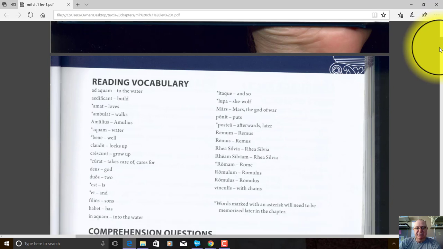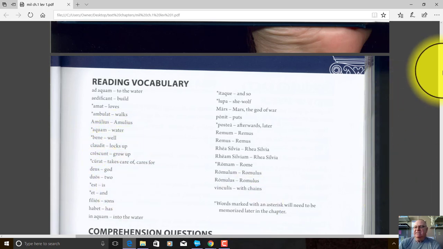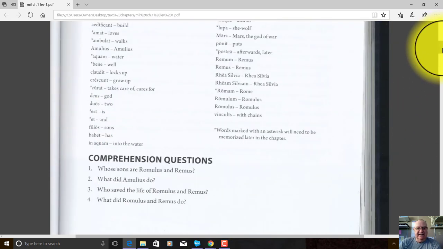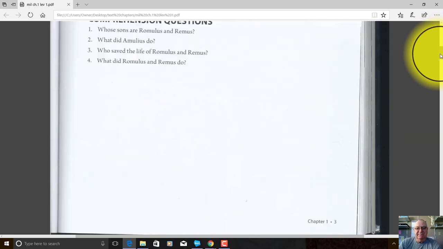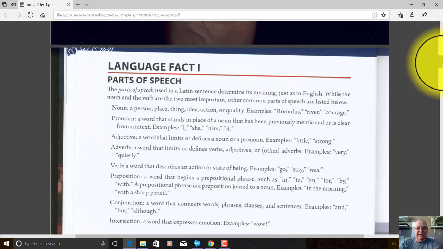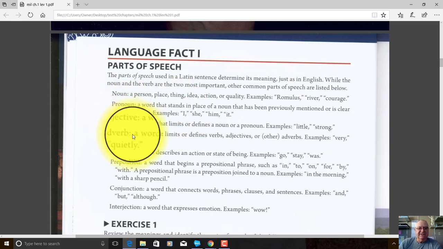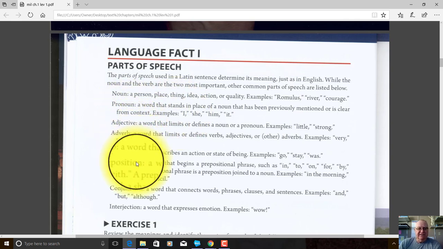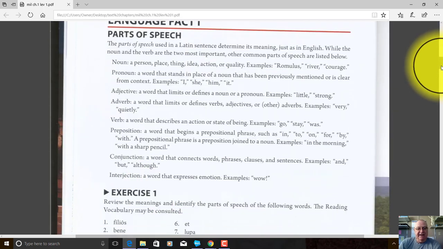I'm going to go to the next page. These are the vocabulary words that you have in your reading, and of course they're in the nominative case if they are a noun. Here are the comprehension questions which you did in an exercise. Whose sons are Romulus and Remus? All of you did very well on this, so I'm not even going to get into it. Here are the parts of speech: nouns, pronouns, adjectives, adverbs, verbs, prepositions, conjunctions, and interjections. You should have learned those in middle school.